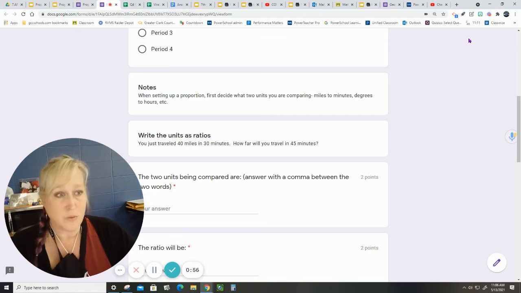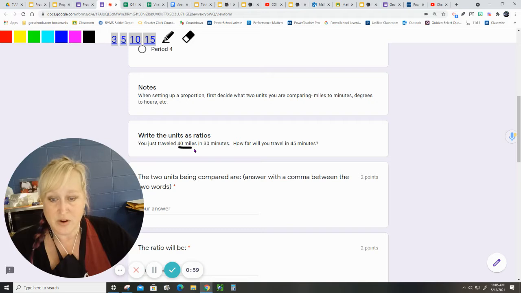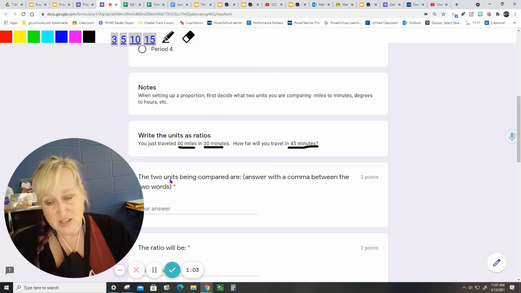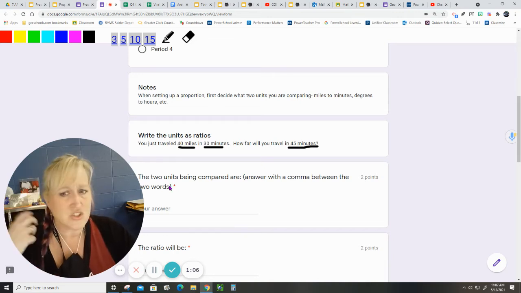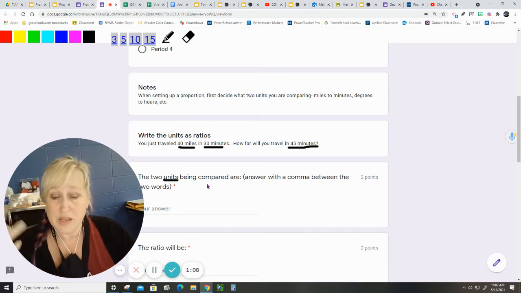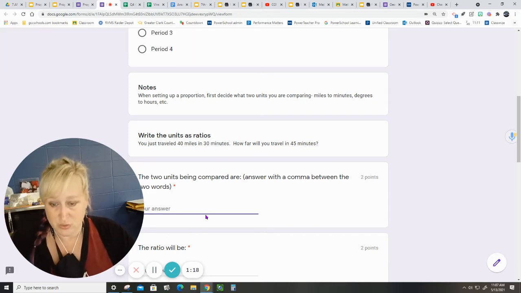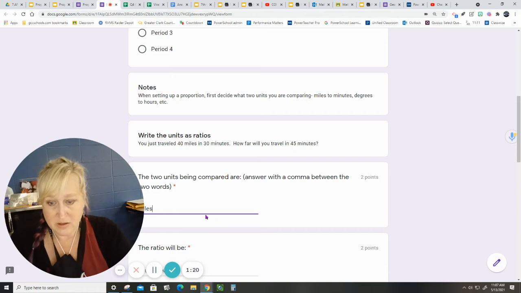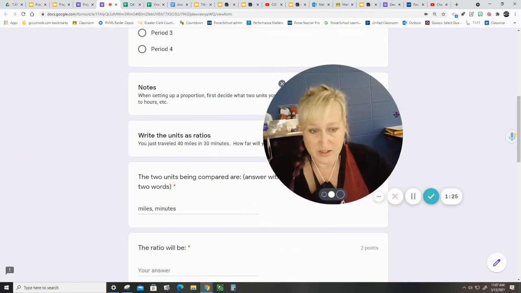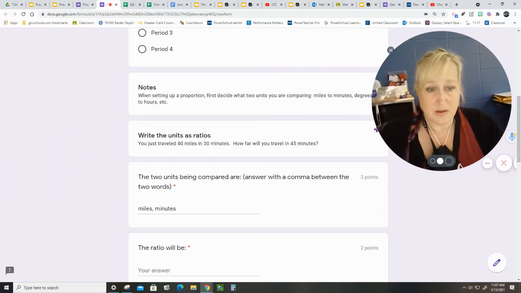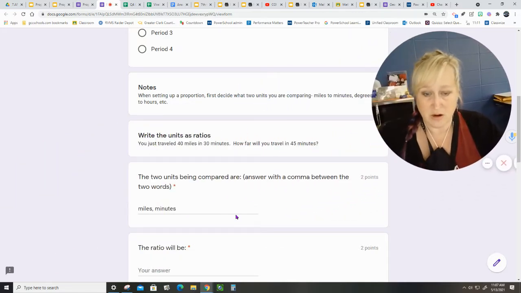You just traveled 40 miles in 30 minutes. How far will you travel in 45 minutes? So the first thing that it's asking you to figure out is which 2 units are being compared. In this case, the units being compared are miles to minutes. So it tells me to type miles, put a comma, and put minutes. Miles to minutes.